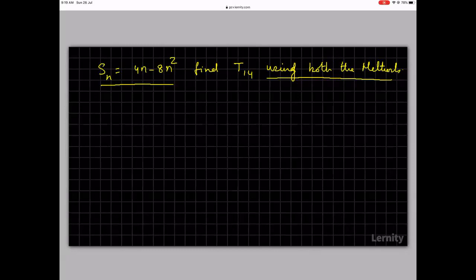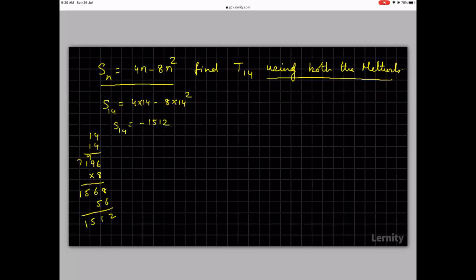So first thing is I want T14. So first let me find out S14. So S14 will be 4 into 14 minus 8 into 14 squared. How much is 14 squared? 14 into 14 is 196. 196 into 8 is 1568. 14 into 4 is 56. If I subtract them, S14 is equal to minus 1512.